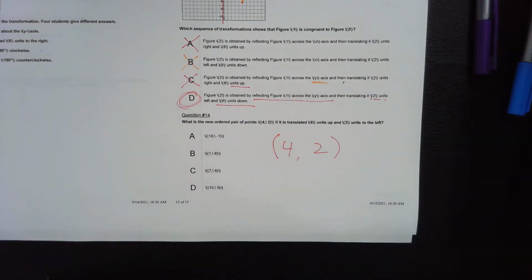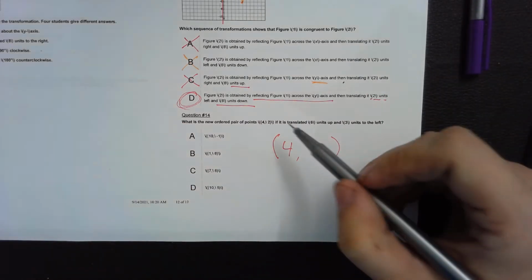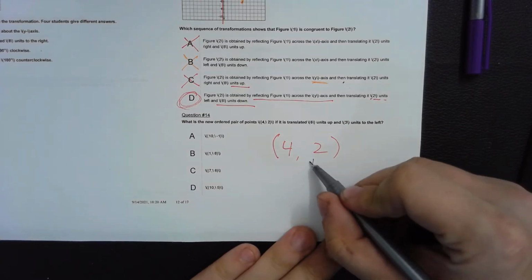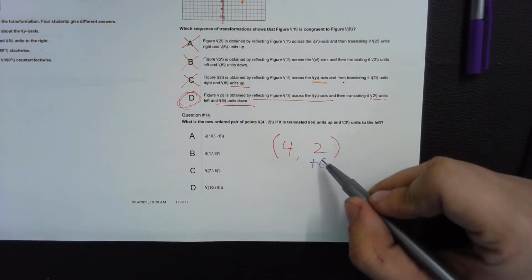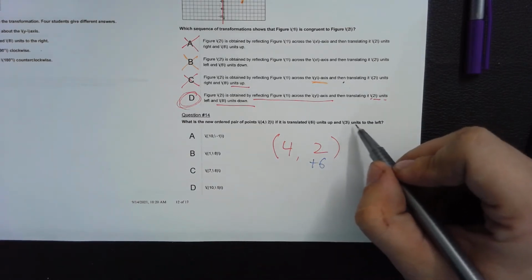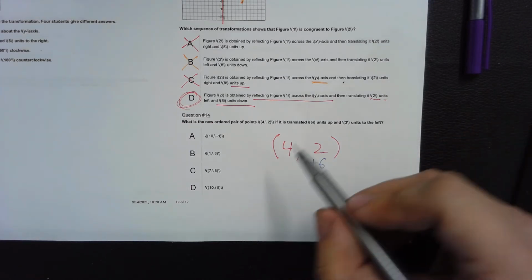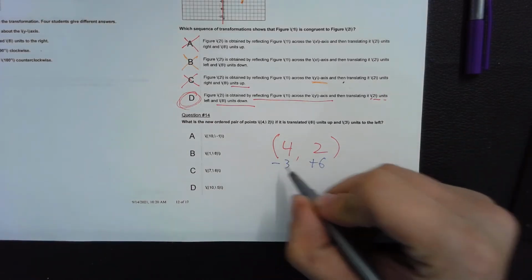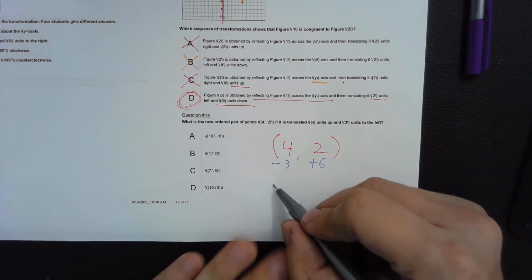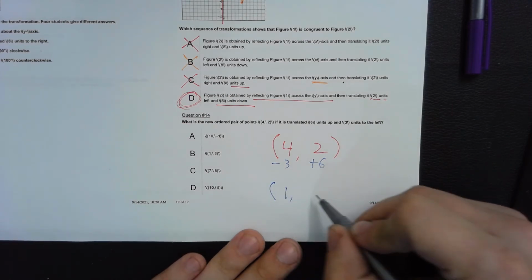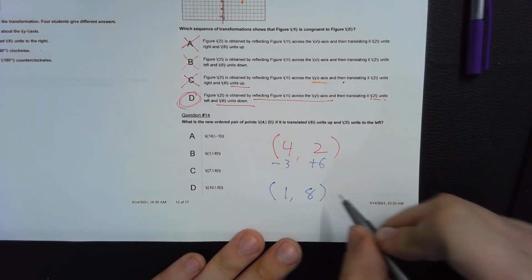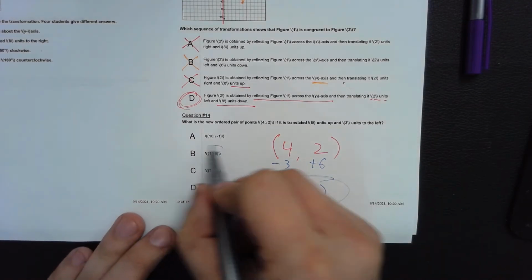up and down. So if I have a shape that is going 6 units up, I would simply add 6 to the y coordinate. And if it's going 3 units left, well, left would be negative, so I'm going to go 3 units to the left. And that gives me my new shape at (1, 8). That would be the correct answer.